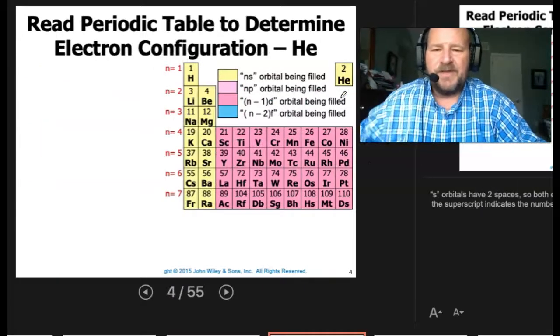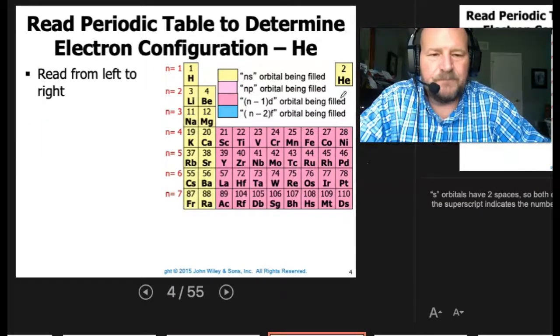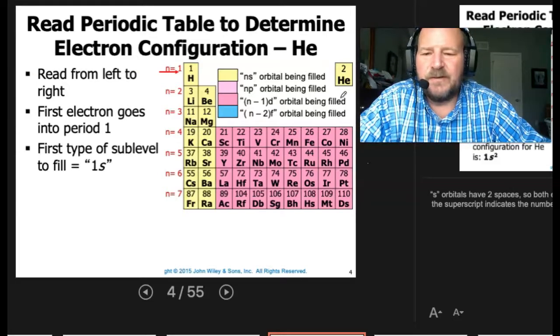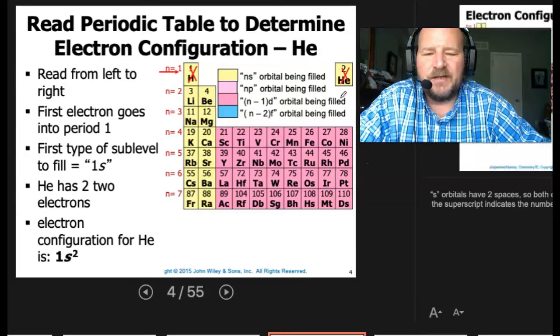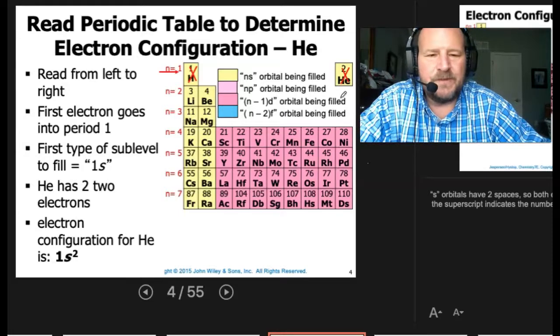All right, so we'll read the periodic table to determine the electron configuration of helium. We're going to read it from left to right. So the first electron would go into period 1. The first type of sublevel to fill would be the 1s. And so we'll put 1 in here and 1 in helium, and that gives us 1s2.